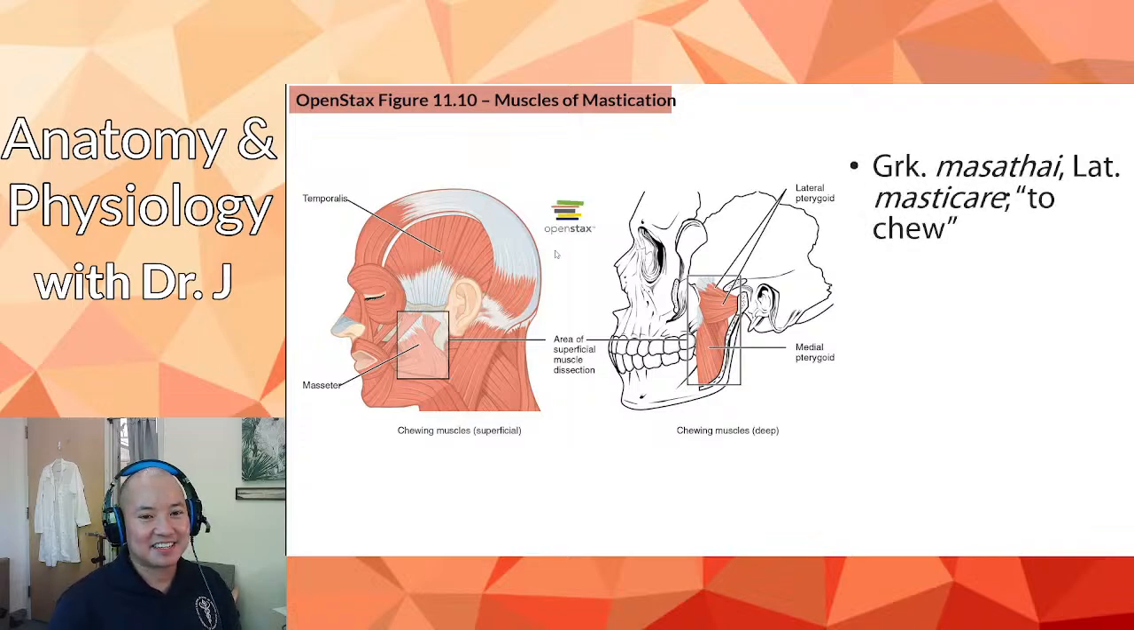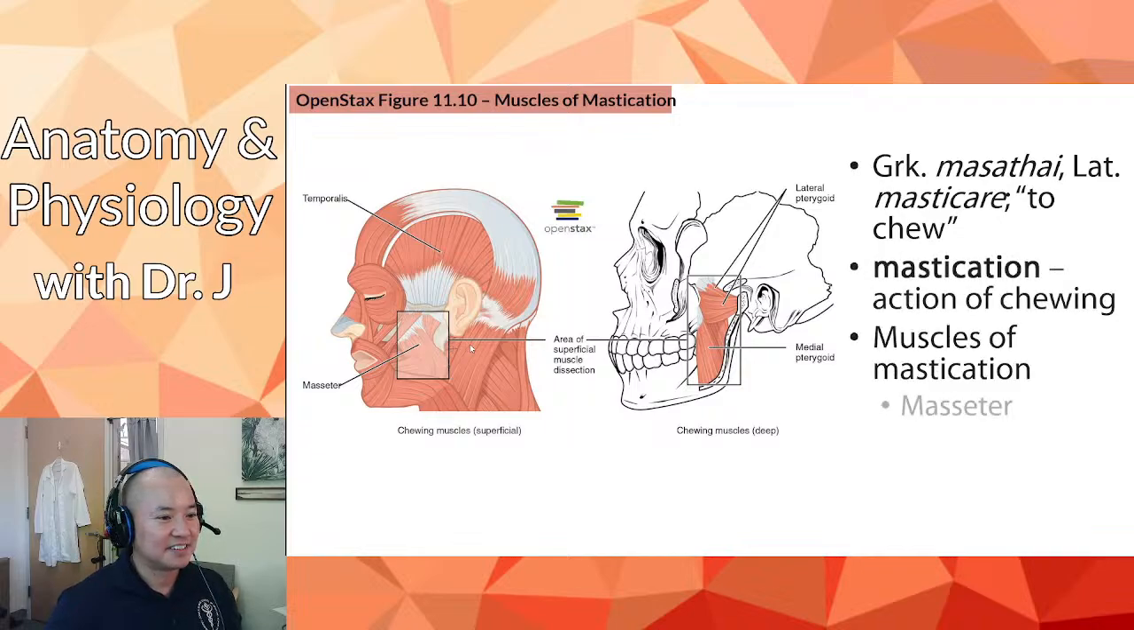And back to mastication. Mastication actually means to chew, and there's more than the masseter muscle. You also have these other muscles. Mastication is just a technical term for chewing. Now you have the masseter, and the way I like to memorize it is that when you chew, you can actually feel it right here. You can feel this very thick muscle that's contracting, and that is your masseter.